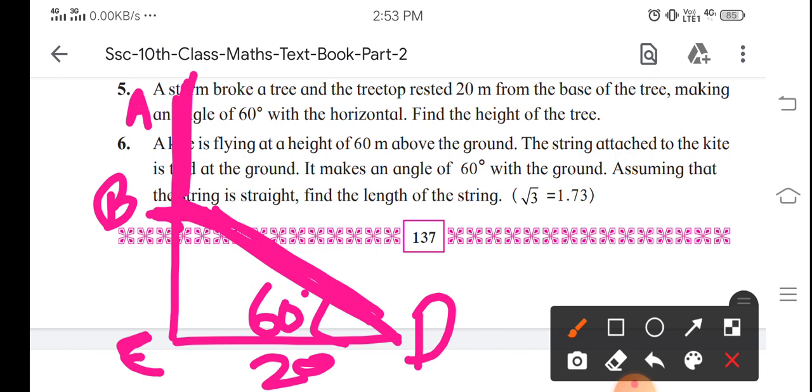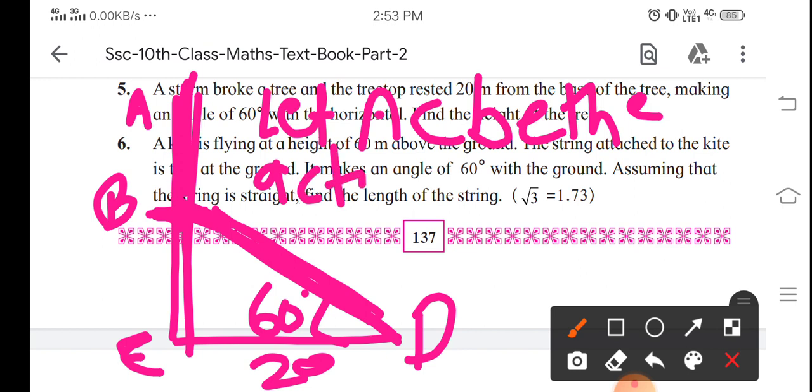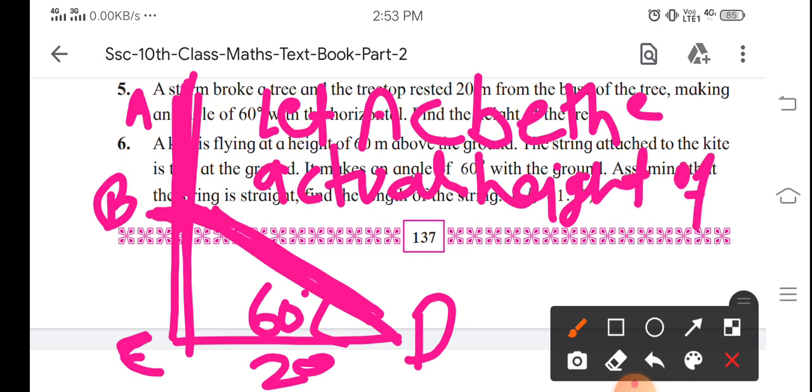So let's move ahead. So what you have to write, just write over there, let AC. What is AC? Can you see this AC? AC is the actual height. So just write over there AC B, the original height, or you can say actual height. Actual height of the tree.